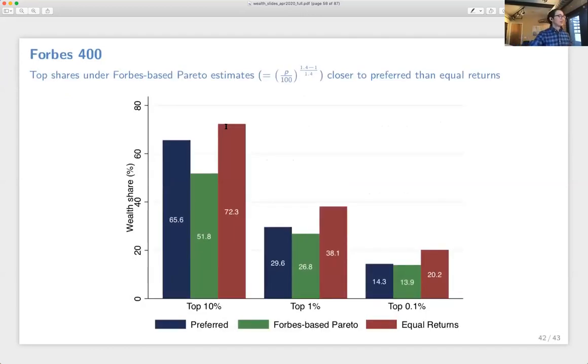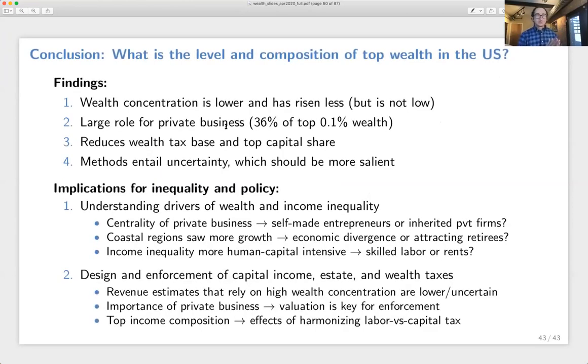So these are the shares as I mentioned. Just to wrap up on time, hopefully our findings: wealth concentration is lower, has risen less, but it's not low. We document a large role for private business. We've traced through our estimates' implications for the wealth tax base and the top capital share. And I think the last point to highlight is that these methods do entail uncertainty. It should be made more salient.